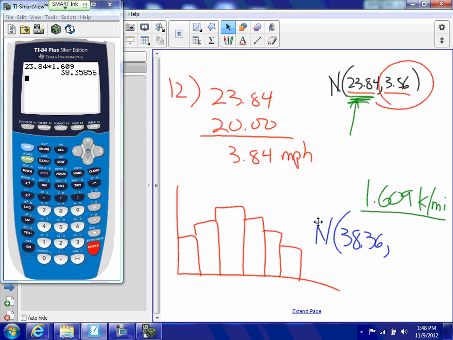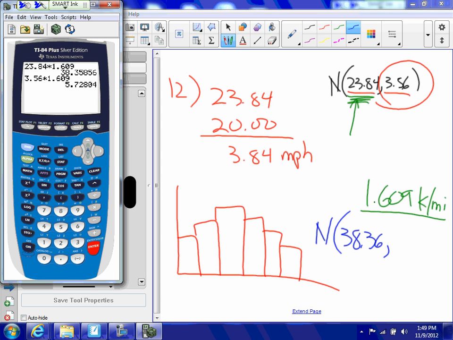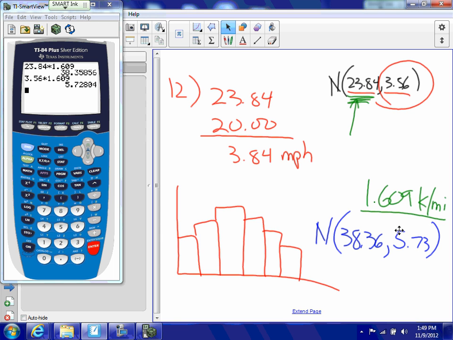What about our standard deviation? Is that going to change? It sure enough is, because we're multiplying now. We're not just adding or subtracting, we're multiplying. Our standard deviation was 3.56 miles. Now we want our standard deviation in kilometers. So we have to do the same thing for the standard deviation: 3.56 times 1.609. Our new standard deviation is 5.73. So that is our new normal model if we changed over to kilometers.